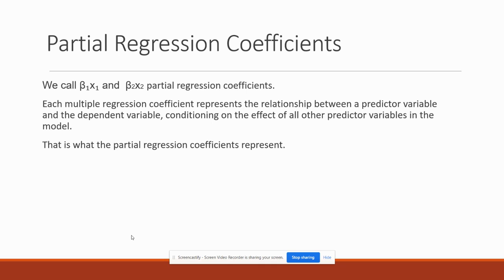So we call beta 1 x1 and beta 2 x2 partial regression coefficients. Each multiple regression coefficient represents the relationship between the predictor variable and the dependent variable, conditioning on all the effects of the other predictor variables in the model. Okay, that's really important. Let me say it again. These partial regression coefficients look at the relationship of that predictor variable with the dependent variable, and the relationship it has with the other predictor variables. So there's a lot going on when we do multiple regression.